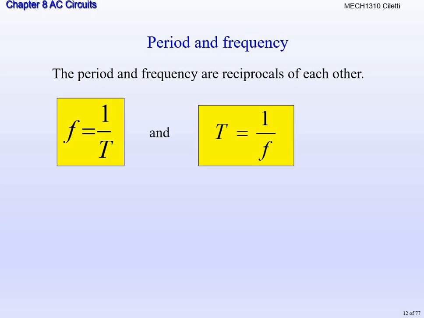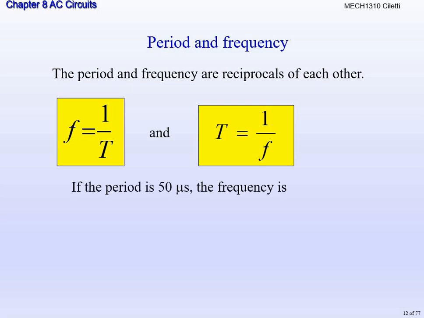The way we go back and forth between period and frequency, they're reciprocals of one another. So to find the frequency, I take 1 divided by the period, so 1 divided by T. T has to be in seconds. So if you're reading something in milliseconds or microseconds, you need to convert that to seconds. So frequency is 1 over the period. And on the second equation, they're reciprocals of each other, so period is also 1 over the frequency. If I take 1 over 60 hertz, I'll get the period.